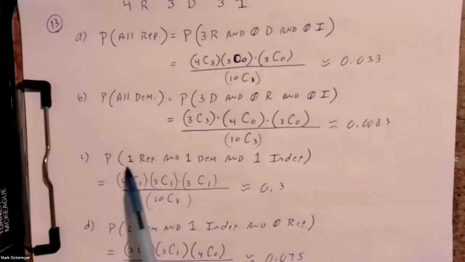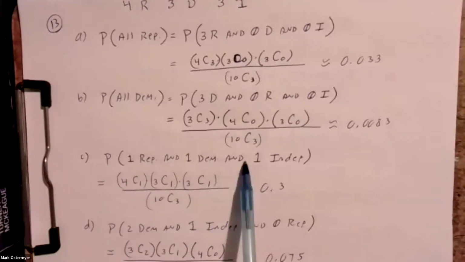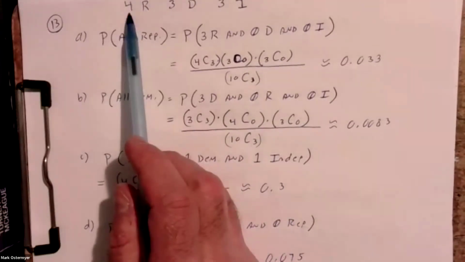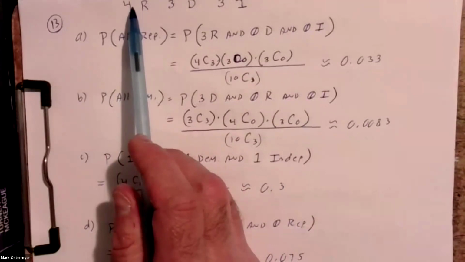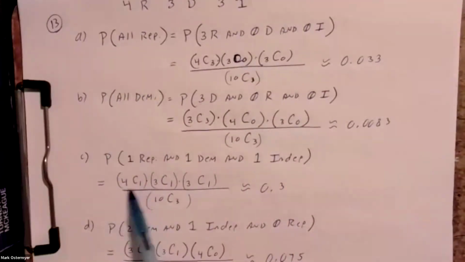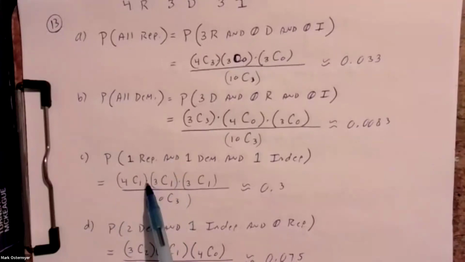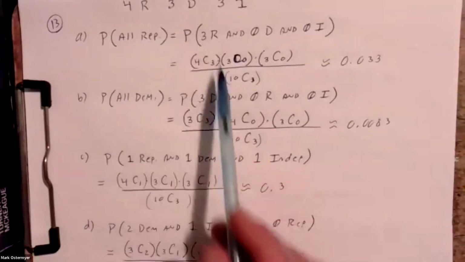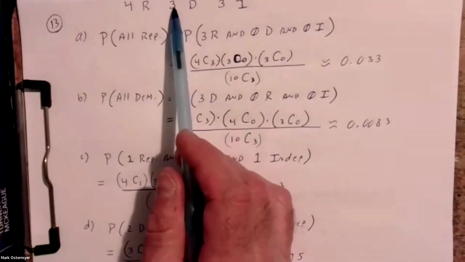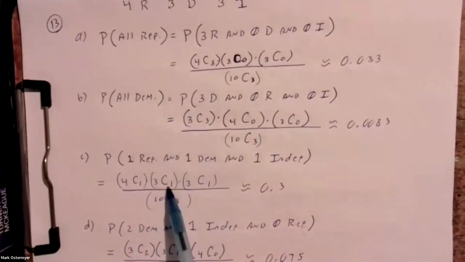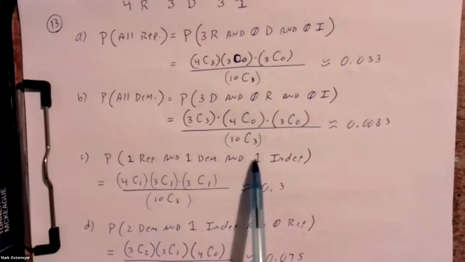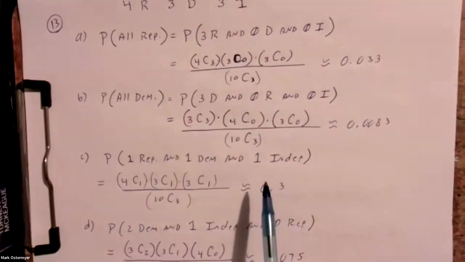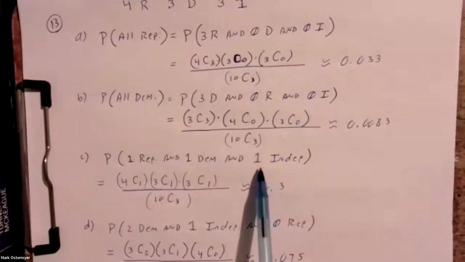C, what's the probability of selecting 1 Republican and 1 Democrat and 1 independent? How many ways can I select 1 Republican from 4 Republicans available if order doesn't matter? That'll be 4 in combination with 1 way. And means times. How many ways can I select 1 Democrat from 3 Democrats available if order doesn't matter? 3 in combination with 1 way. And how many ways can I select 1 independent from 3 independents available if order doesn't matter? 3 in combination with 1 way.